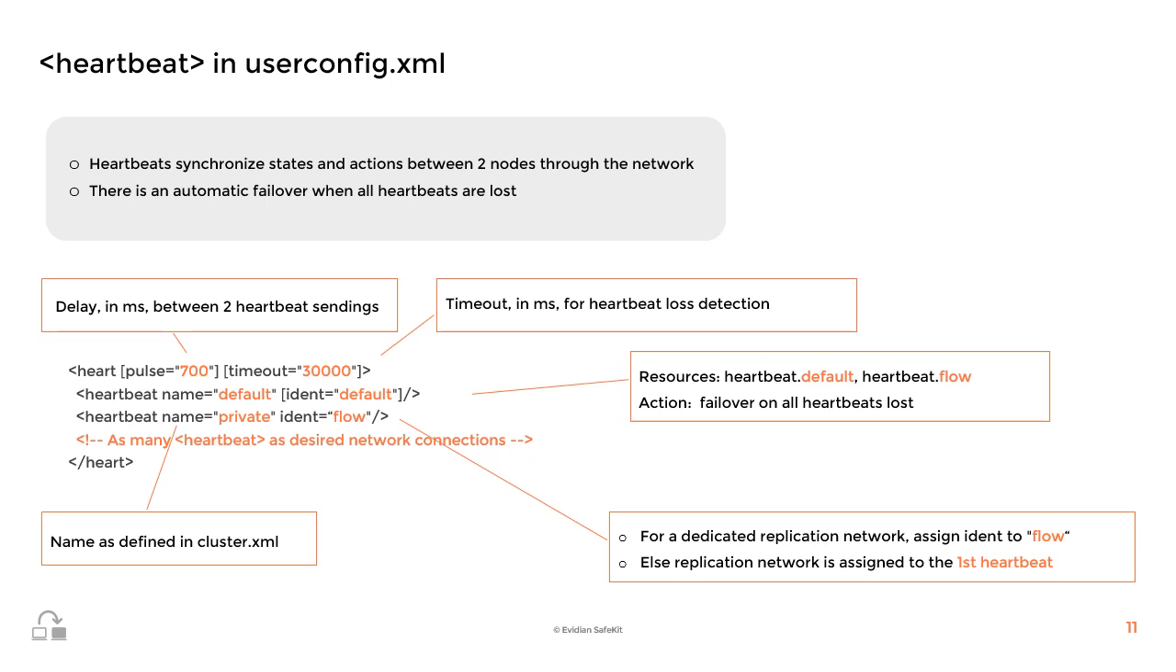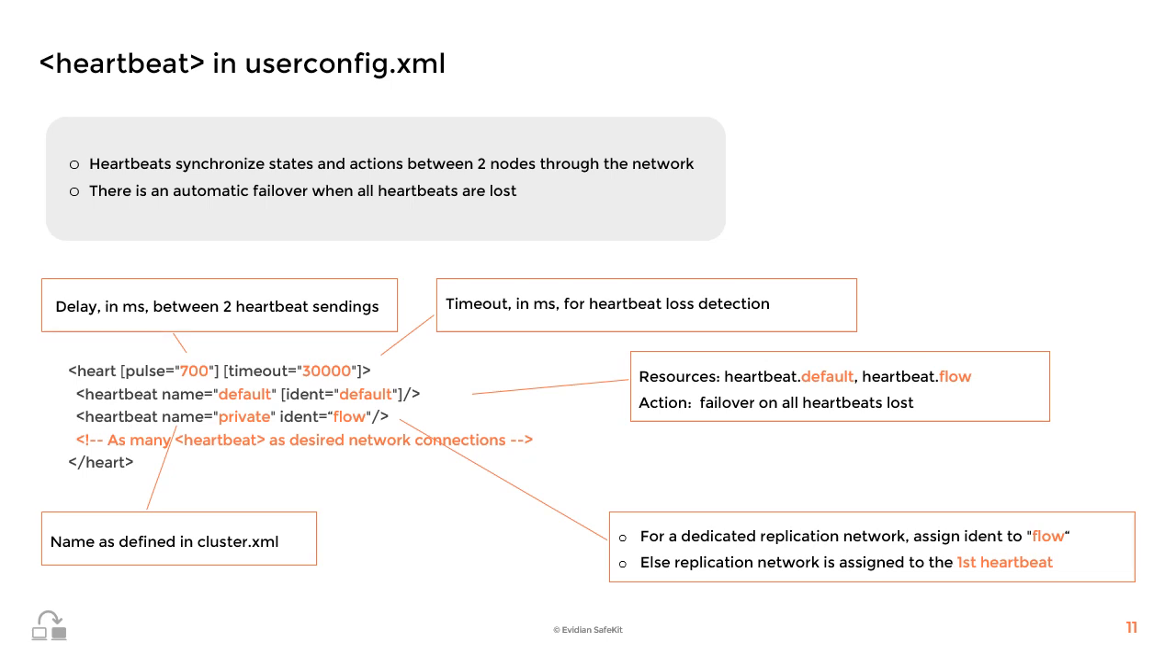In the heartbeat tag, the name attribute is the name of a LAN defined in the cluster.xml file. Here, two heartbeats are defined on the default and private LANs. The IDEN attribute is particularly interesting. If you assign it to the flow value, it designates the network that will support the replication flow. If no flow value is set by default, the replication flow will be on the network of the first heartbeat.